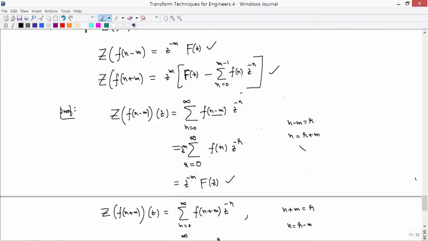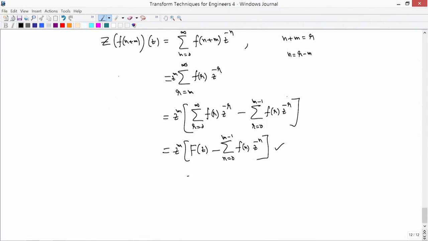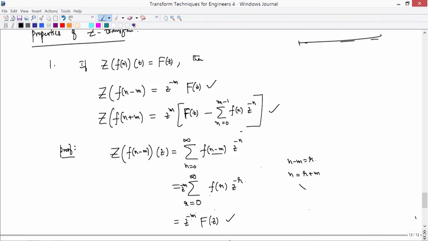This is one property which we use when we solve difference equations, where you may need to apply the z transform to these translations, n minus m and n plus m.